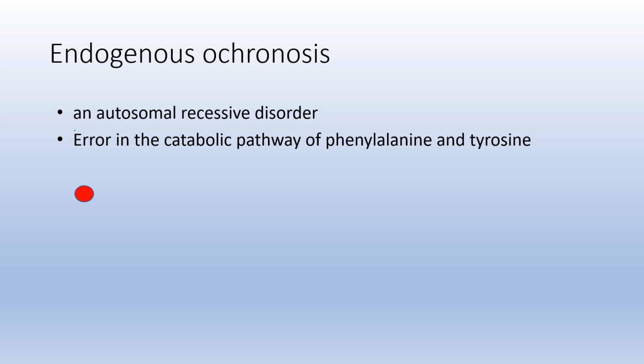Coming to endogenous ochronosis, it is an autosomal recessive disorder, which means that both parents should be carrying the recessive gene in order for the disease to be passed to the progeny itself. It is basically caused by an error in the catabolic pathway of the essential amino acid phenylalanine and another amino acid, tyrosine.